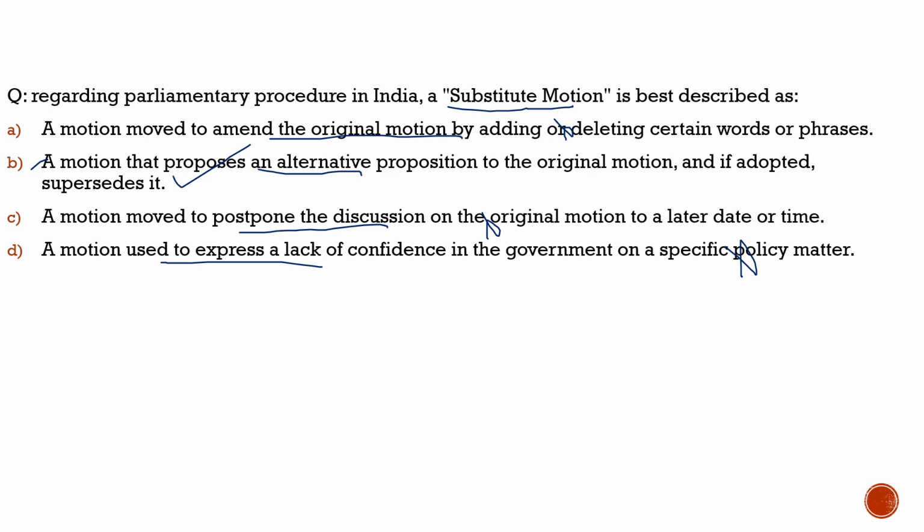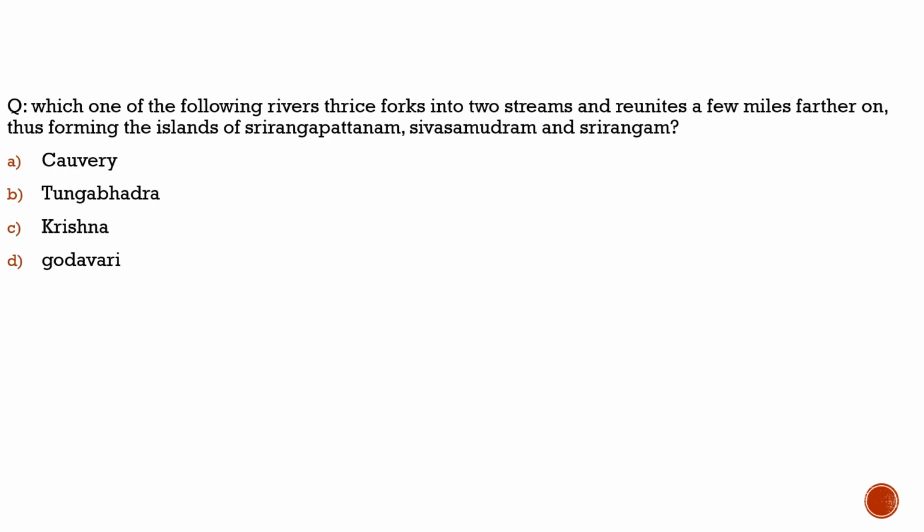With this, let's move to the last part of our discussion, where we will solve some previous year questions. Here the first question was asked in the year 1997. Let's see what the question was. Which of the following rivers thrice forks into two streams and reunites a few miles further on, thus forming the islands of Srirangapatnam, Sivasamudram and Srirangam? Which is the river we are discussing here? It is the Kaveri river. So please do know that.